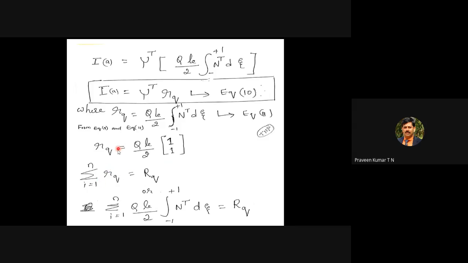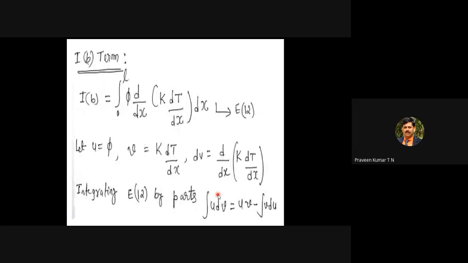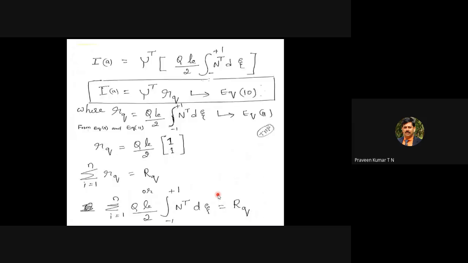The lowercase RQ is the element heat generation vector, because you are considering the length of the element and the heat generated within the element. But when you come to capital letter RQ, that refers to the global heat generation vector. So now it is nothing but the summation, and in total it will become RQ. So now we have finished the 1A term. Now we have to go for the 1B term.